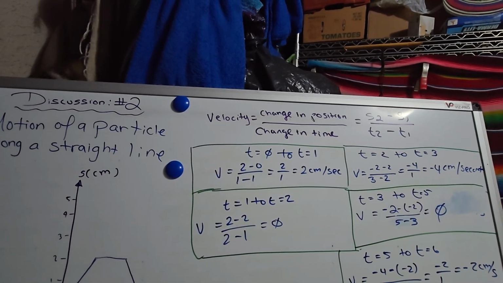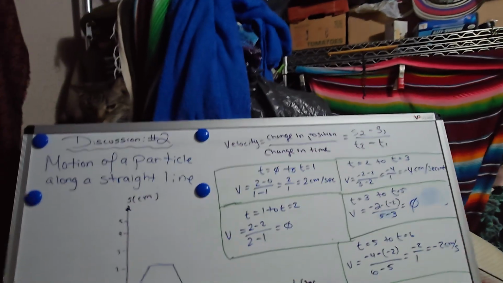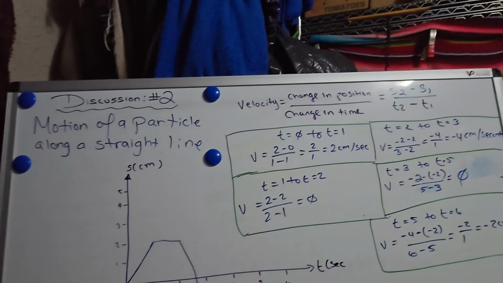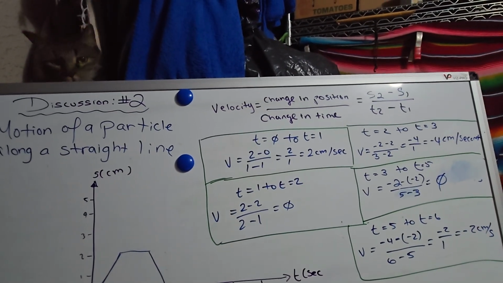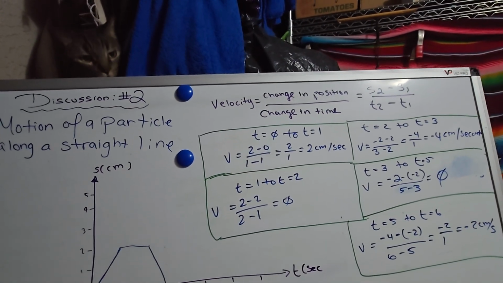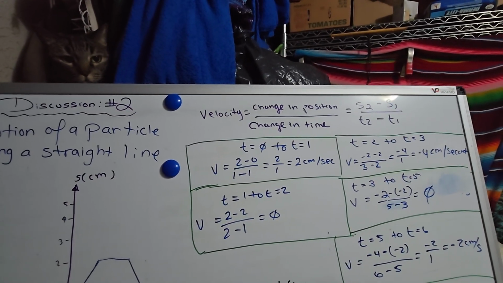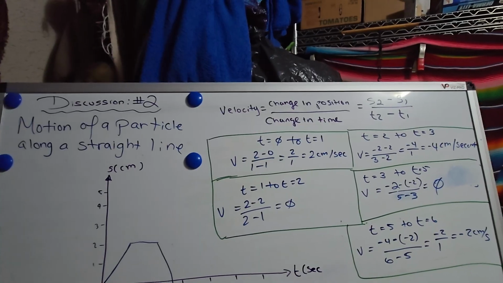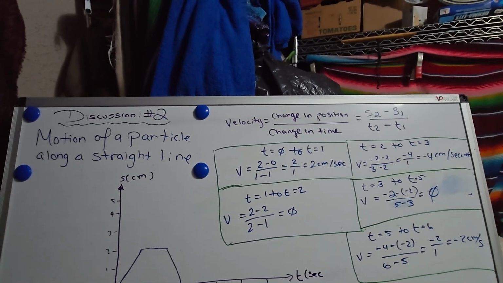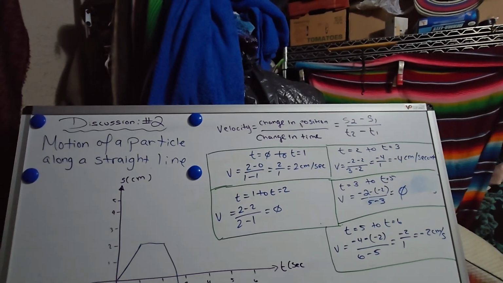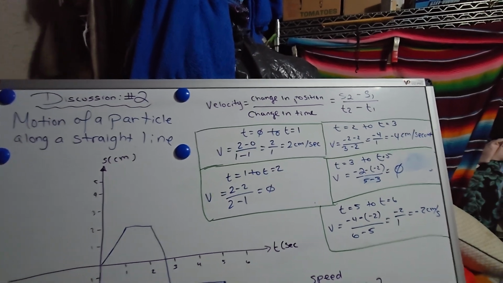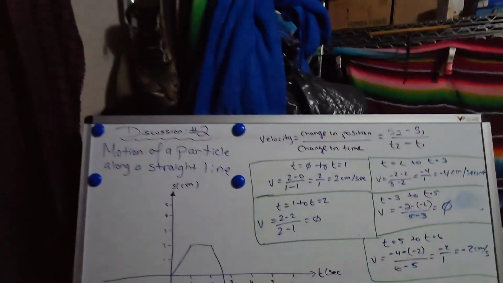From T1 to T2, the particle stays at 2 centimeters. And for the 2 seconds, the position does not change, so the velocity is 0. From T2 to T3, the particle moves from 2 centimeters to -2 centimeters. You can see right here.